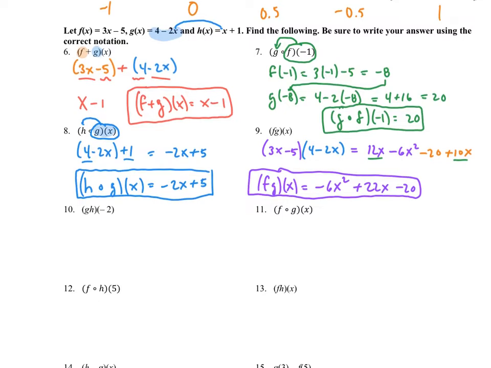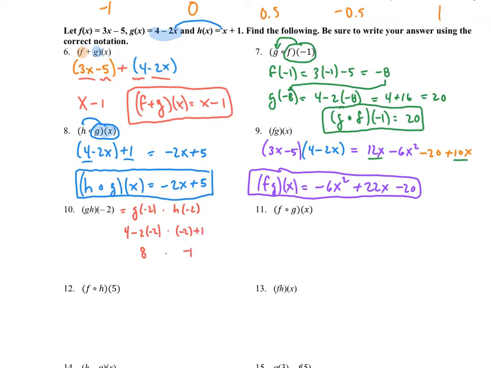Alright, g times h of negative 2. So with these problems with the numbers in them, with operations, what I would really suggest you guys do is rewrite it. So this is equal to g of negative 2 times h of negative 2. And that way you say, okay, what's g of negative 2? That's 4 minus 2 times negative 2, which is 4 plus 4, so that'd be 8. And then h of negative 2 would be negative 2 plus 1, which of course is negative 1.